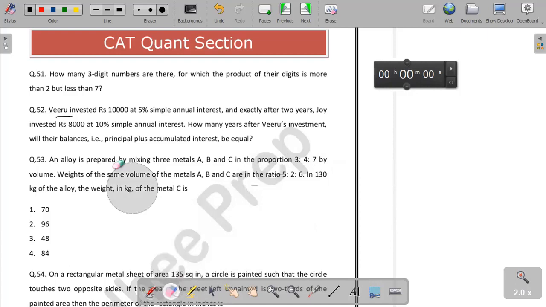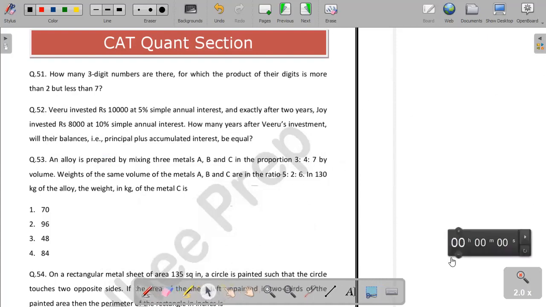And now let's see this question. For the sake of time, I am not pressurizing anyone. So let me remove it only here, and we will see some easy approaches to the difficult questions of the quant.